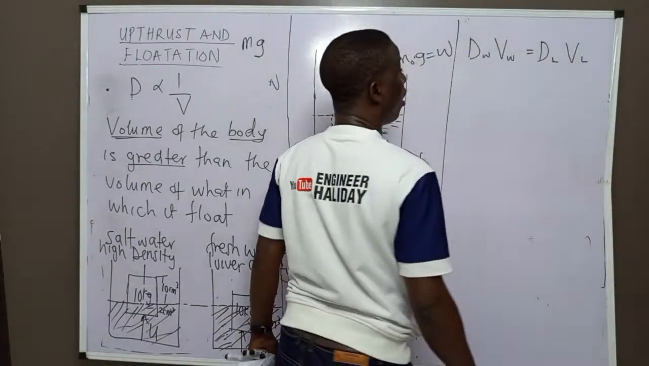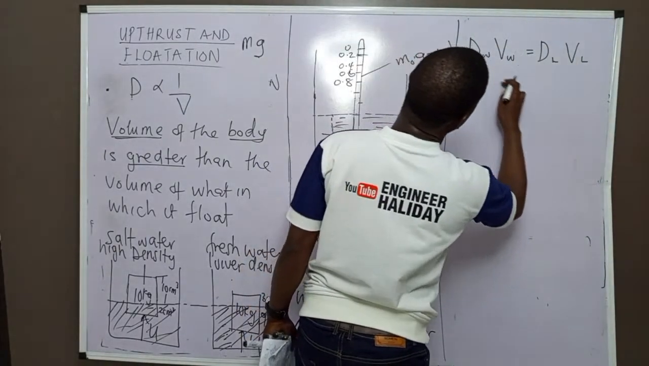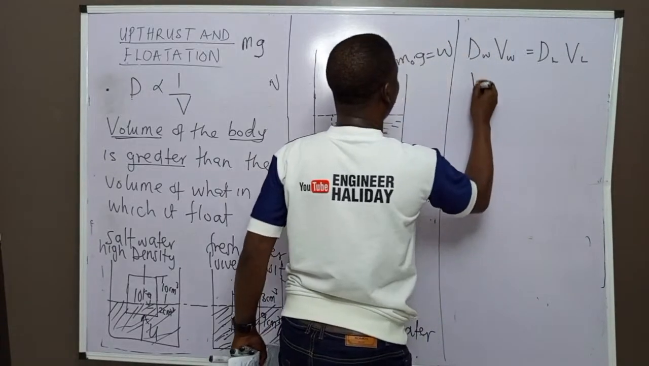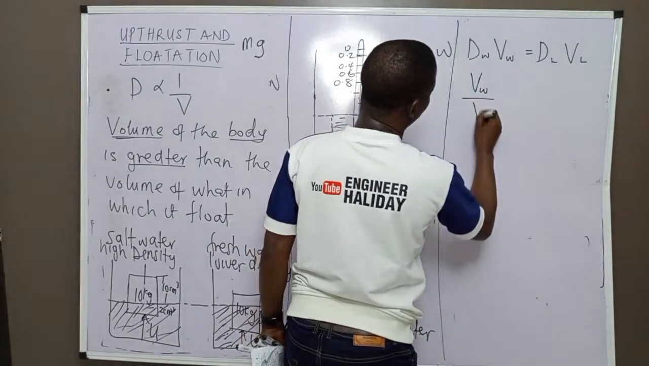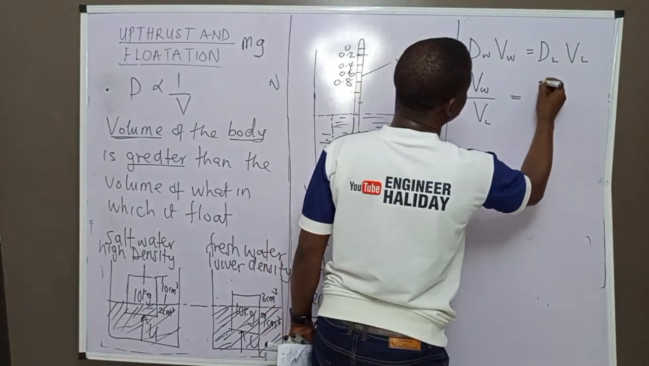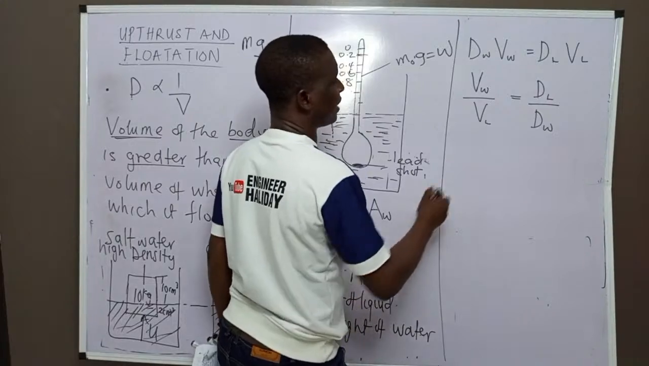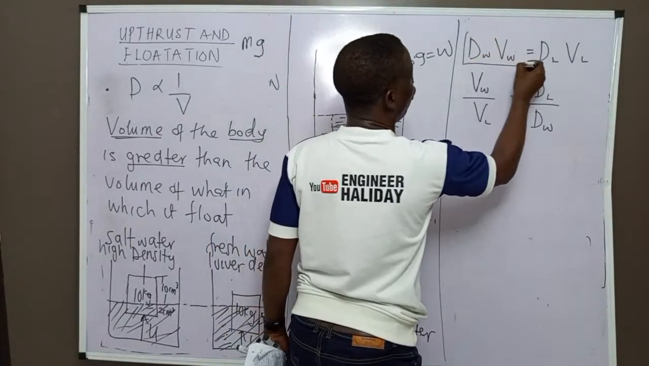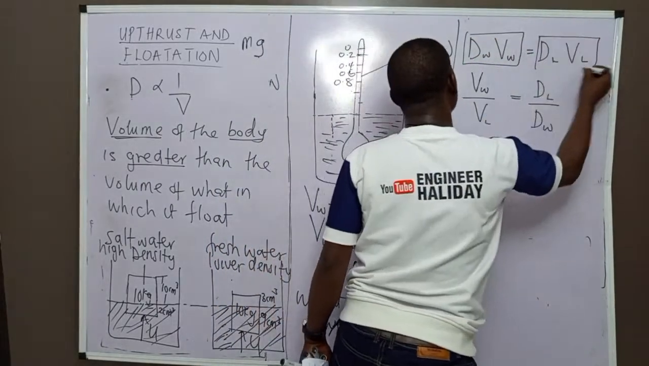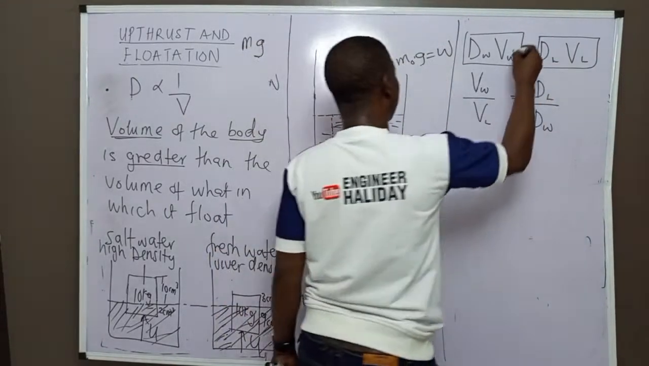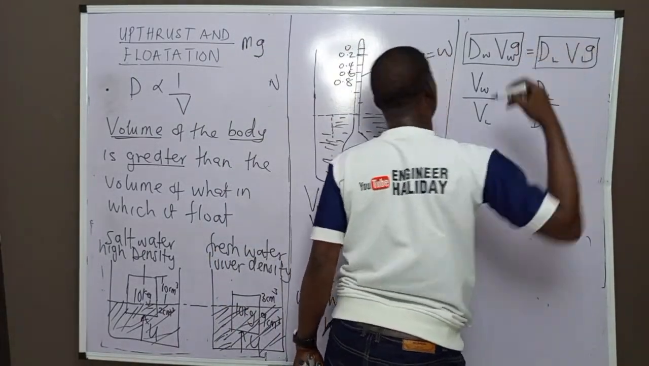So in that case, we can now take this one here and this one here. Now volume of water over volume of liquid equals density of liquid over density of water. What I am saying now is that this is the weight of water, this is the weight of liquid. Don't forget, weight is what? I'm supposed to put g here, but you know g will cancel out.